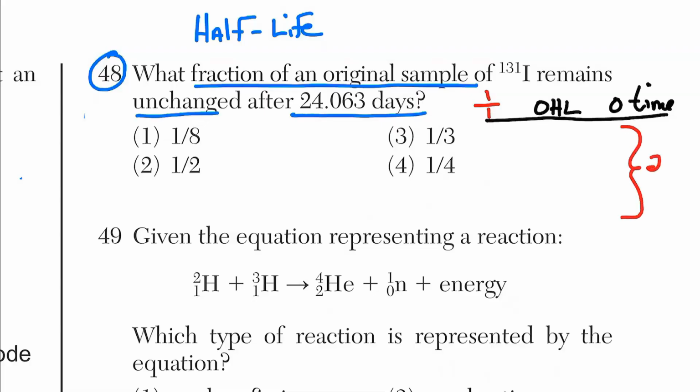was 24.063 days. Now I will tell you that the amount of halvings that occur, the half-lives, will always be whole numbers, but if you don't trust me, we have that time. What we need to know is the half-life of iodine-131. If I know the total time is 24, I need to know how many halvings have occurred in that time period.